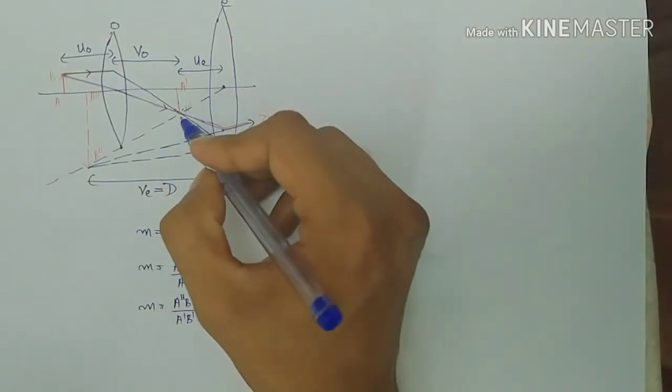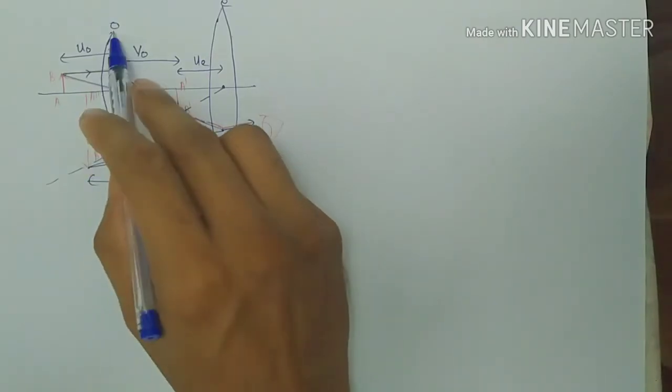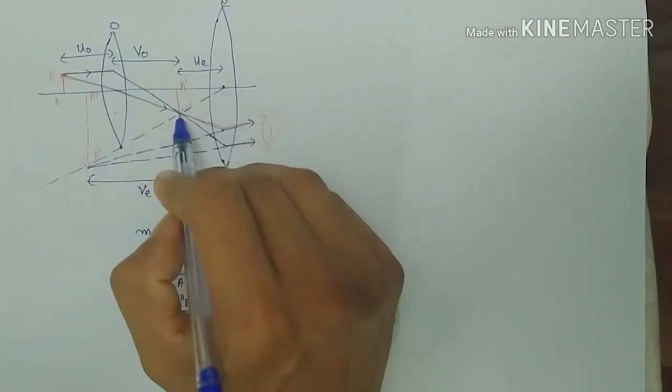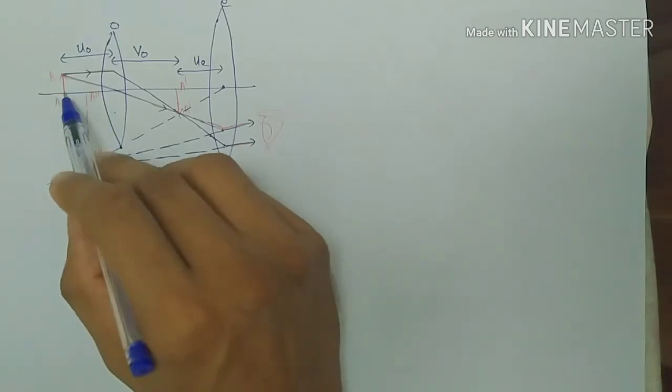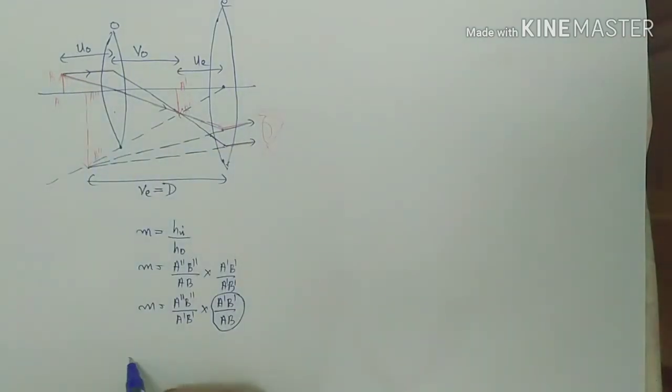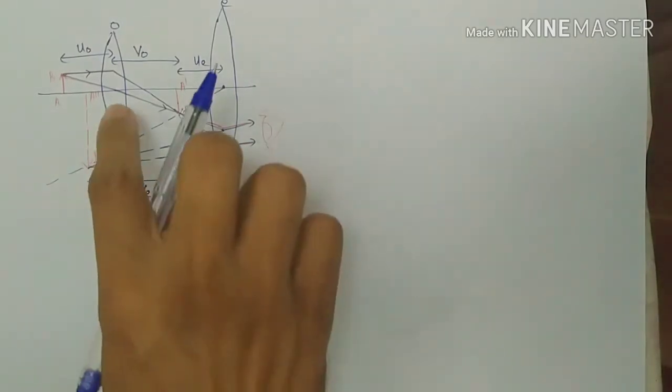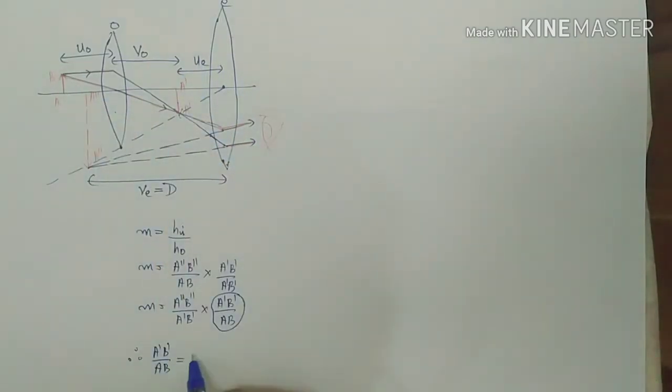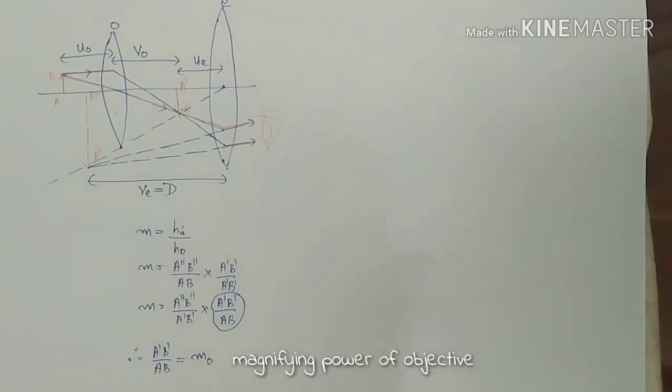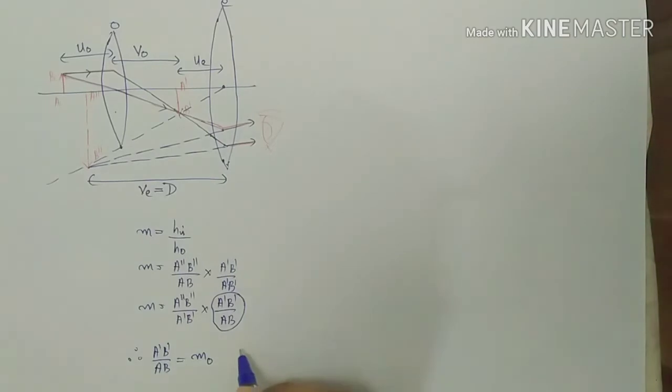A'B' is the image of objective. And AB is the object of objective. Therefore, A'B' divided by AB is the HI by HO of this objective. Therefore, I could write it is the magnifying power of objective. Likewise, next, the A''B'' divided by A'B'.